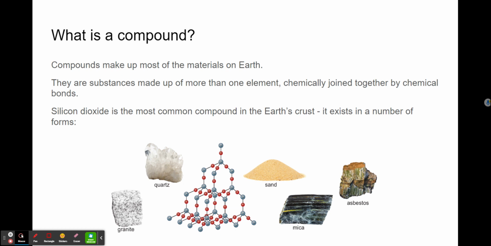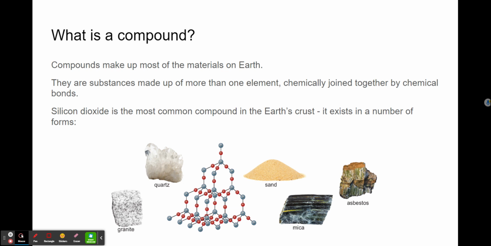Compounds are very common materials. They make up most of the materials on Earth. Things like water, carbon dioxide, sugar, fat are all compounds. They're substances that are made up of more than one element, but crucially, they're chemically joined together by what we call chemical bonds.